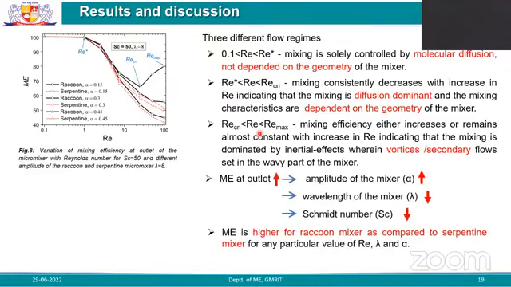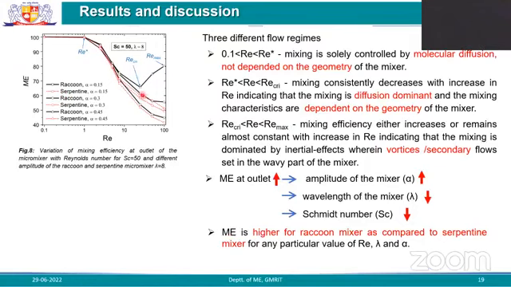So if we see the final result, the mixing efficiency at the outlet increases when the amplitude of the mixer, alpha, is increasing. And similarly, the mixing at the outlet increases when the wavelength of the micromixer is decreasing, and similarly when the Schmidt number is decreasing. And mixing efficiency is higher for the Racon micromixer as compared to the Serpentine mixer, for any particular value of Reynolds number, lambda or alpha. Here also you can see that the black continuous line is shown for the Racon channel, whereas the red dotted line is shown for the Serpentine channel.